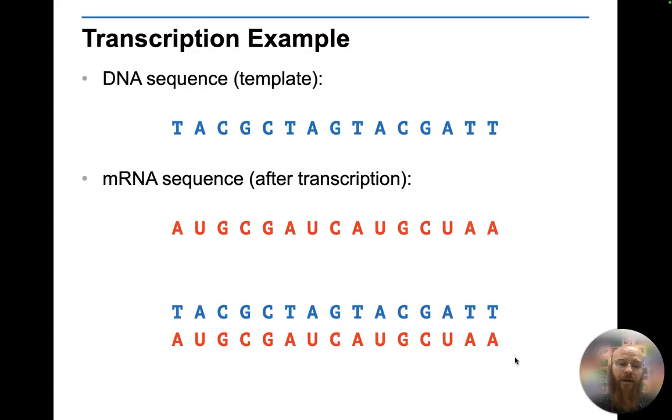And so at this point, we're going to close out part one. And remember, this was all about RNA, its structure, how it's different from DNA, and then how we actually create that RNA through the process of transcription.